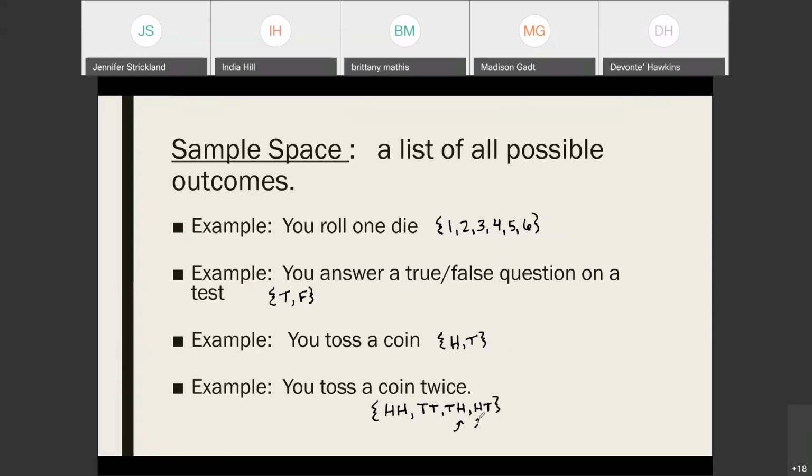All right, so I'm just going to point out as we're writing this down that these two are considered different, even though they're both one tail, one head. The order is different, so we end up counting those differently. Okay, so we do have 4 outcomes in that one. All right, everybody okay so far?